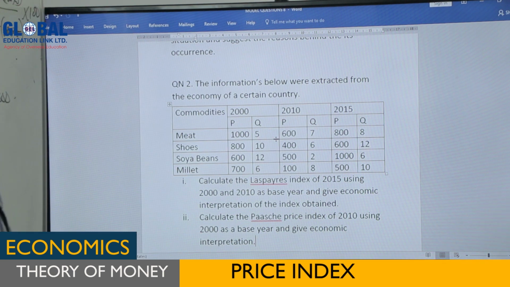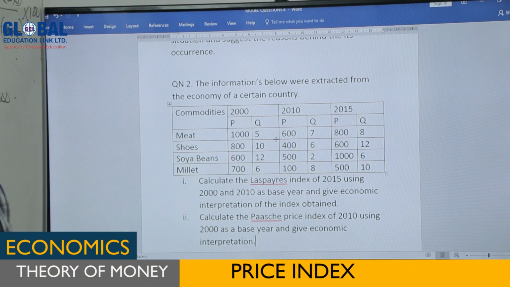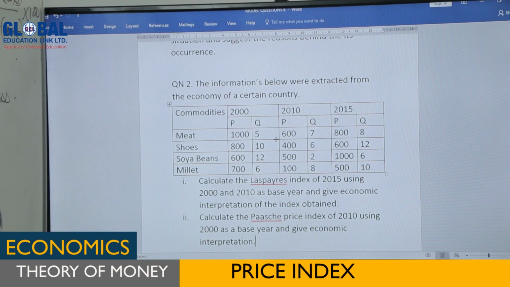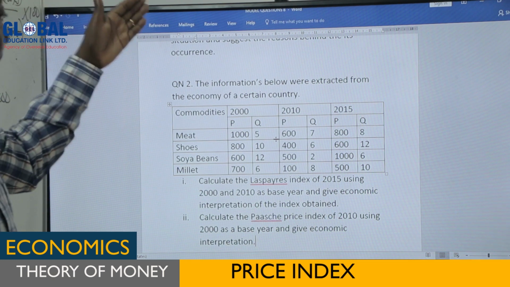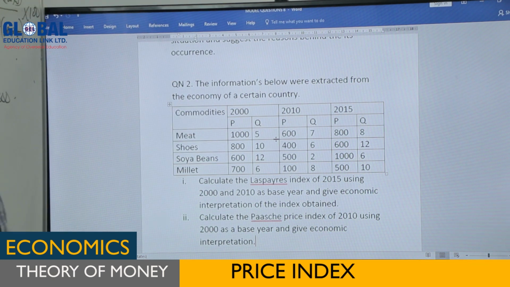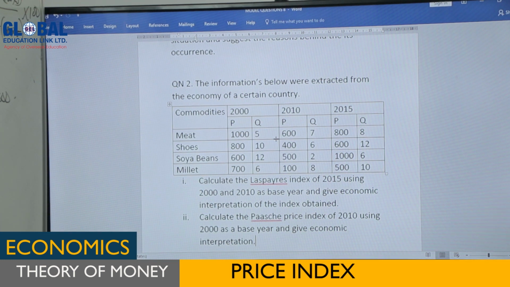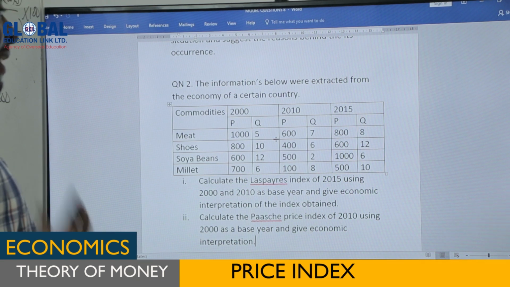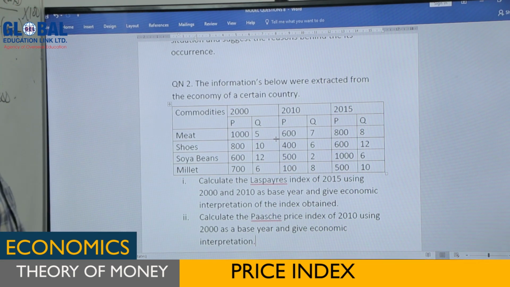So we have been asked to calculate the price index by using Laspeyres of 2015, but we have been given 2 years there, 2000 and 2010 as the base year. So recall what we did in the class. You can know how to get the prices and the quantities between those 2 years. Then you calculate the index. The last question is asking, calculate the Paasche price index of 2010 using 2000 as base year and give economic interpretation. So you calculate those two and you give economic interpretation for what you have obtained.